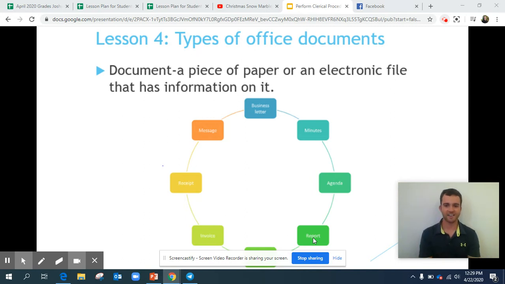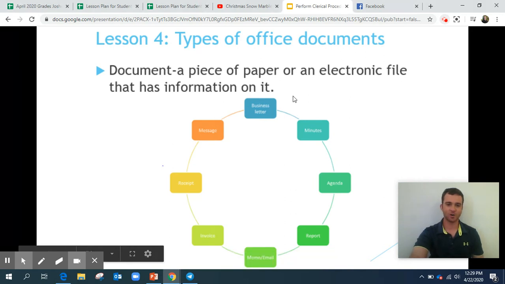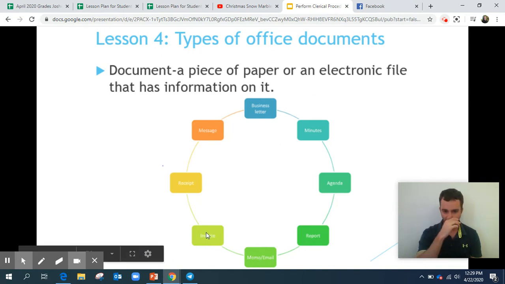You can see here from my little picture, this is actually from the textbook, but you guys don't have the textbook. But trust me, it's in there. They show all these different types of documents: business letter, minutes, which actually we're going to call notes. Minutes are notes. Agenda, report, memos or emails, invoice, receipt, and message.